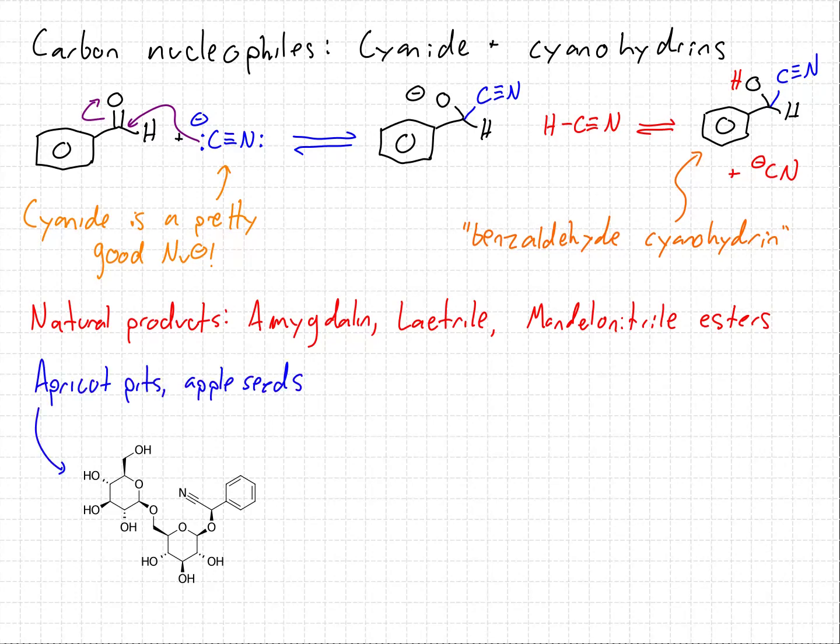So when your parents or grandparents told you not to eat apple seeds because they contain cyanide, this is actually the form that the cyanide is in. When this is exposed to the acidic environment of someone's stomach, the acid can cause the cyanohydrin to reform and then fall apart, which generates HCN, which is fairly toxic.